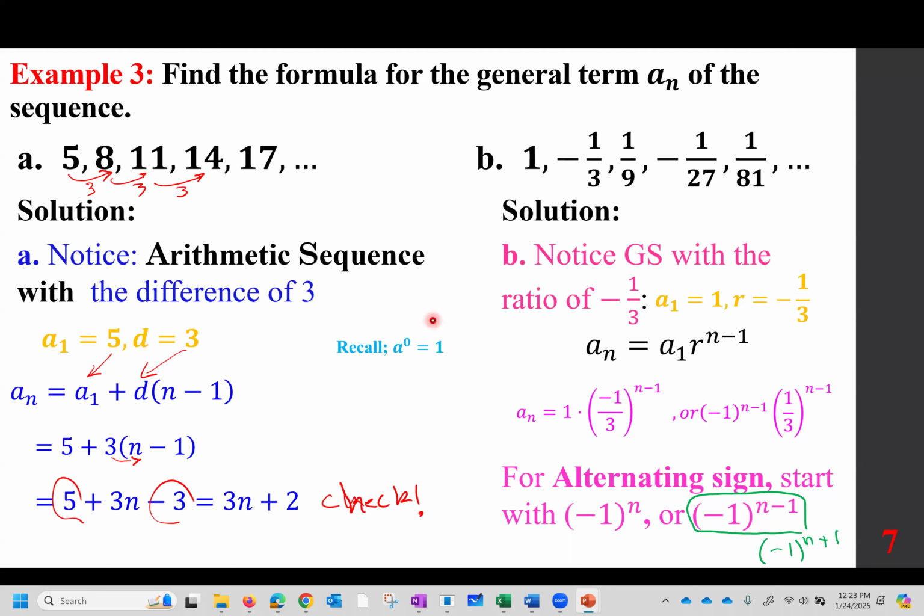And now you have to check. So we are going to check with this. I'm going to go with the first term and replace the n with 1. So negative 1 to the power of 1 minus 1, times 1/3 to the power of 1 minus 1. As you know, 1 minus 1 is 0. So this becomes 1, and 1/3 to the power of 0 is 1. So the answer is 1. So the first term works. And I'm going to leave it for you to check that if you replace the n with number 2, you get negative 1/3, so on and so forth.